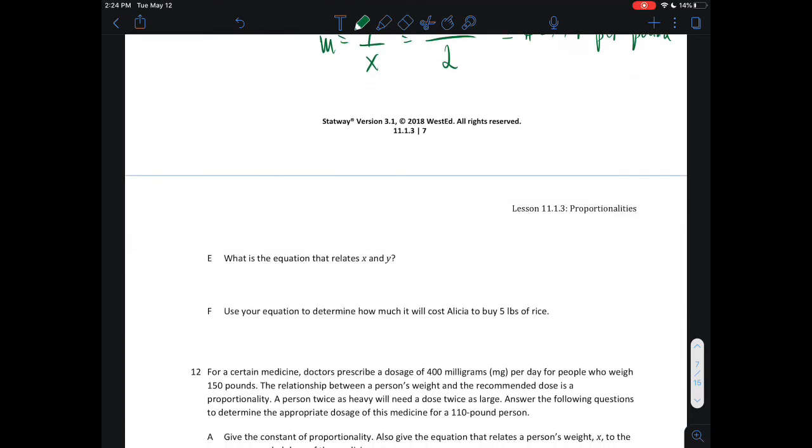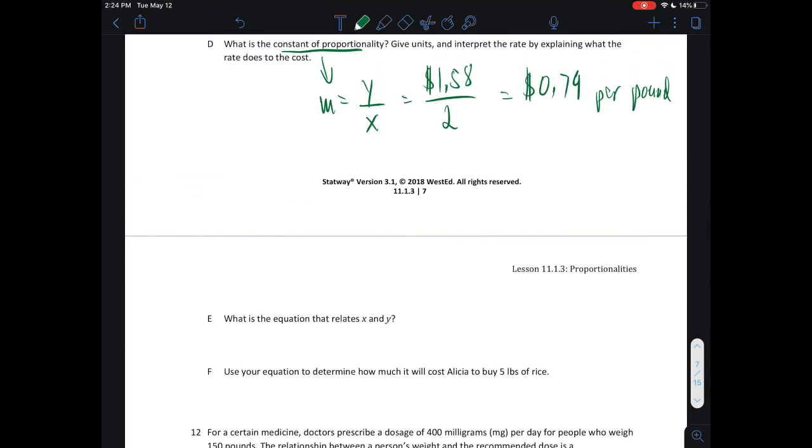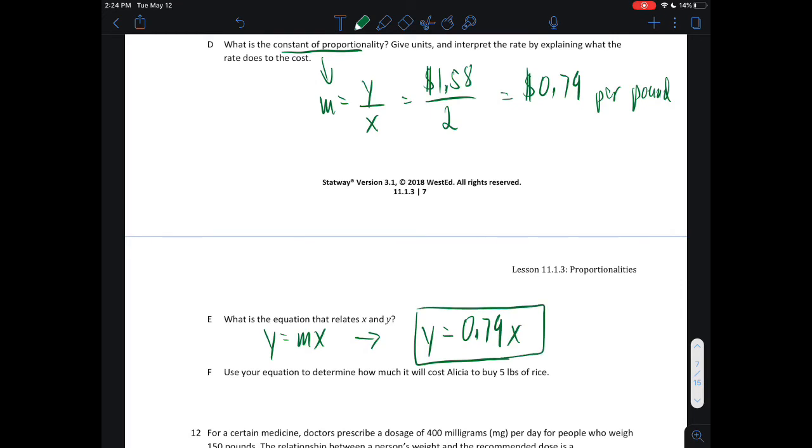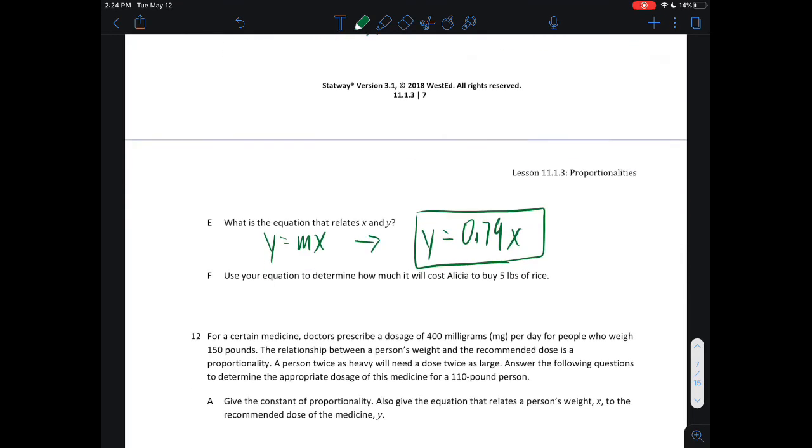part E, what is the equation that relates x and y? Remember, this is just going to be y equals m times x, which means y is equal to our constant of proportionality here, 0.79 times x. So then you can use that to figure out how much it will cost Alicia to buy 5 pounds of rice. So the cost will be 0.79 times 5, and that gives you $3.95.